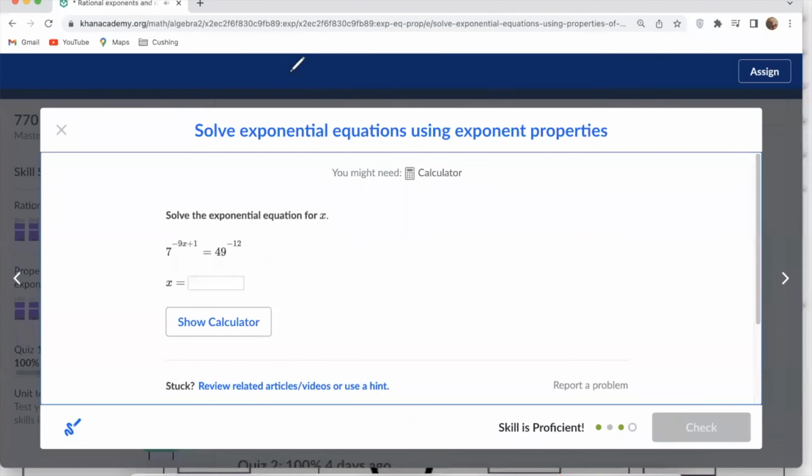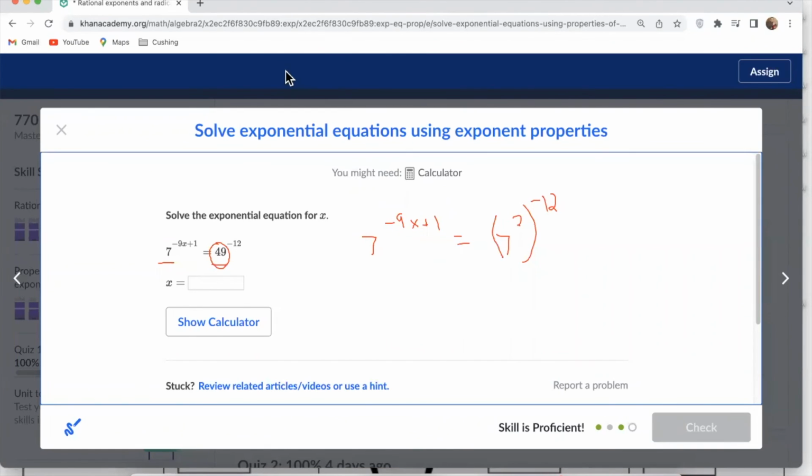All right, so what we're going to do here is a similar concept to the first two we had. We have the number 7 as a base and 49 as a base. So I'm going to rewrite 49 to have the base of 7. On the left side, it's going to be 7 to the negative 9x plus 1. And on the right side, the 49, I'm going to write as 7 squared, because that's just another way to write 49, and that's to the negative 12.